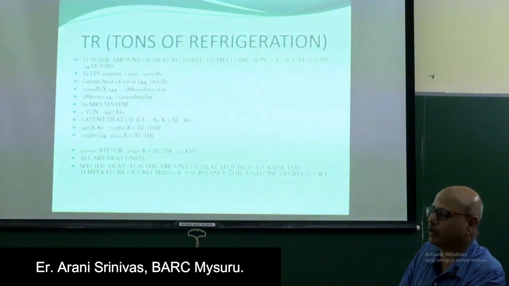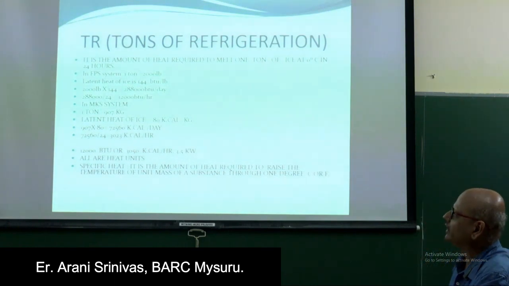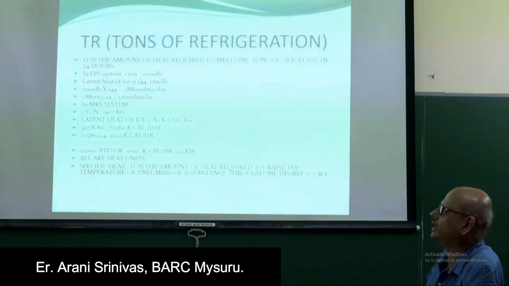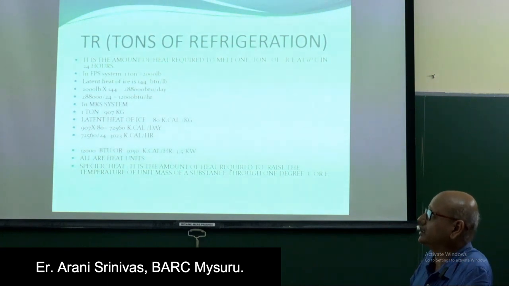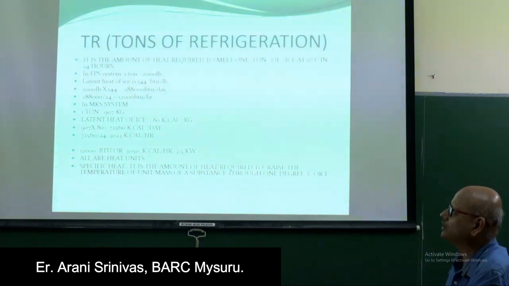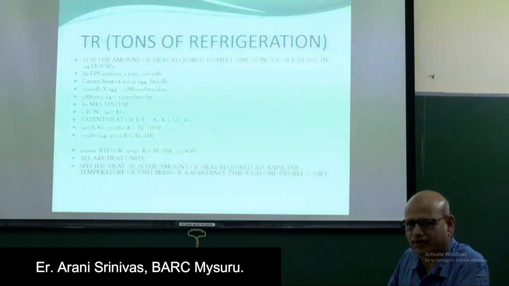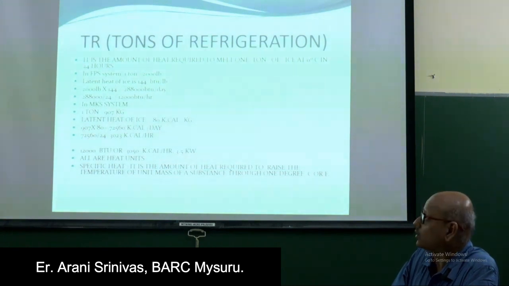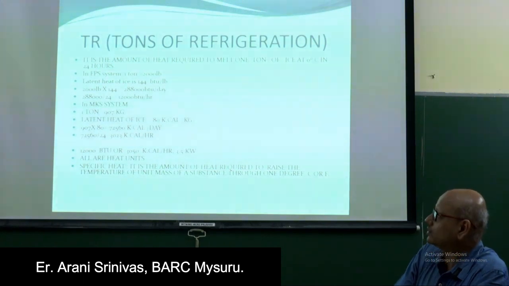So 2000 into 144 becomes 2,88,000 BTU per day. 2,88,000 divided by 24 becomes 12,000 BTU per hour. So 1 ton of refrigeration is the amount of heat it has to remove from a place, 12,000 BTU per hour. In 1 hour, it should remove 12,000 BTU.